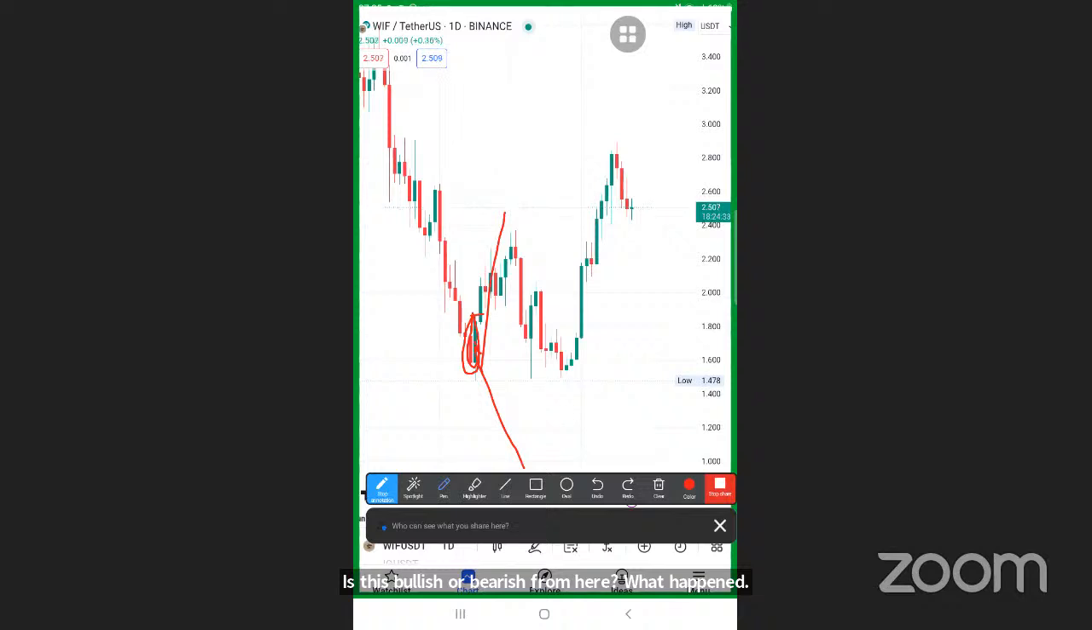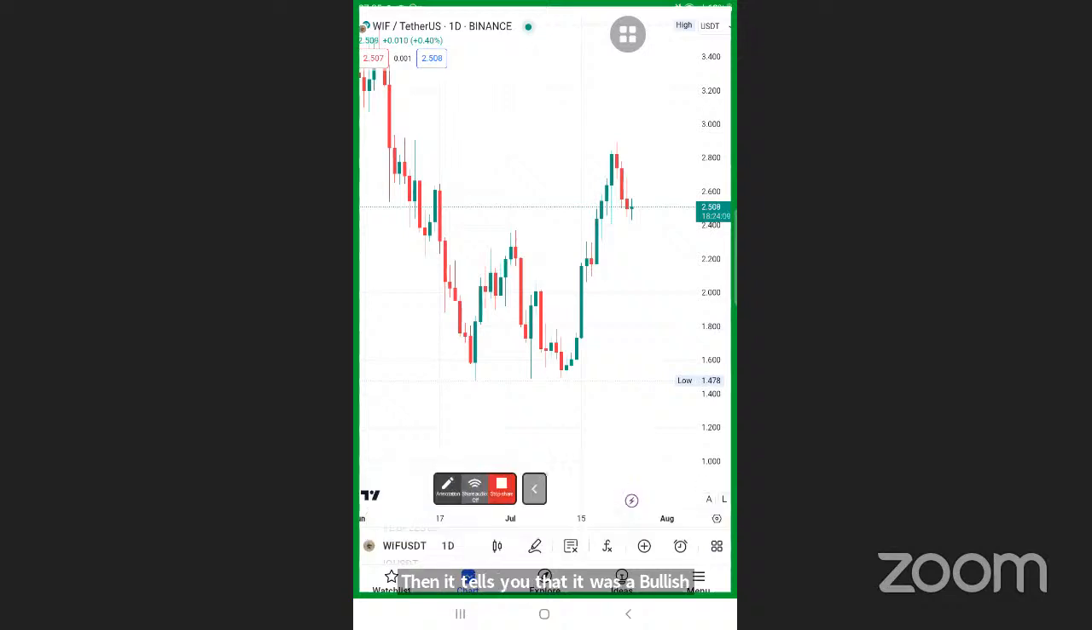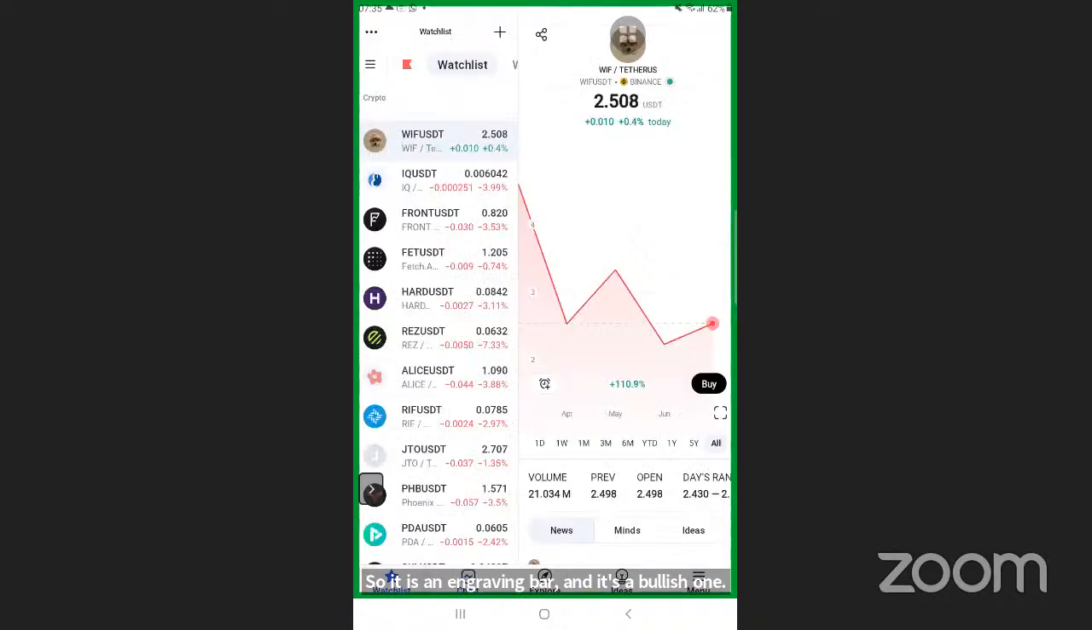If you say bearish engulfing bar, did the market go down or up? So that you see the difference. Because an engulfing bar, if it is bearish, means afterwards the market should go downward. But if the market went up, then it tells you that it was a bullish engulfing bar. All right. So it is an engulfing bar and it's a bullish one. Yes. Thank you so much to those who gave the answers.